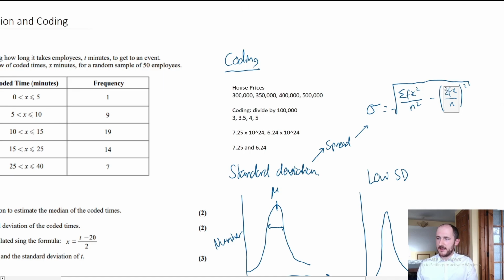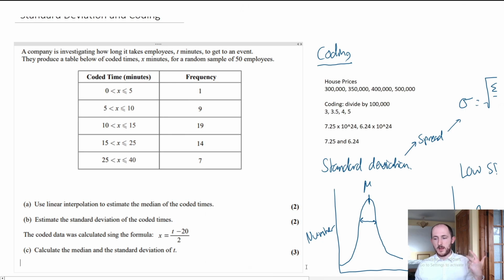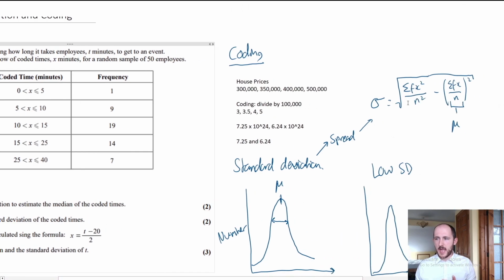This thing here is literally the same as the mean. And this fx and fx squared you should recognize from the mean. Okay? So it's the frequency times the midpoint of the classes. So that's actually okay. N is the number of pieces of data that you have. So overall that's not too bad. And I would like to point out that they normally give you these values here, the sum of fx squared and the sum of fx.